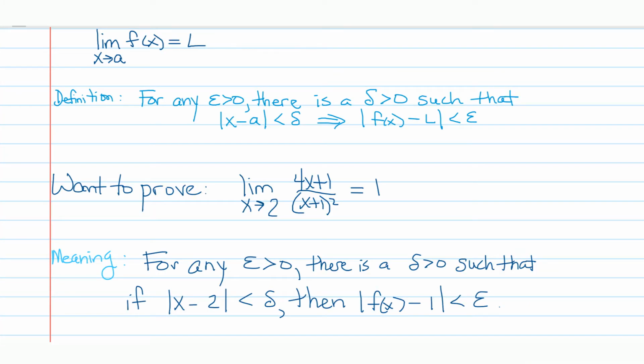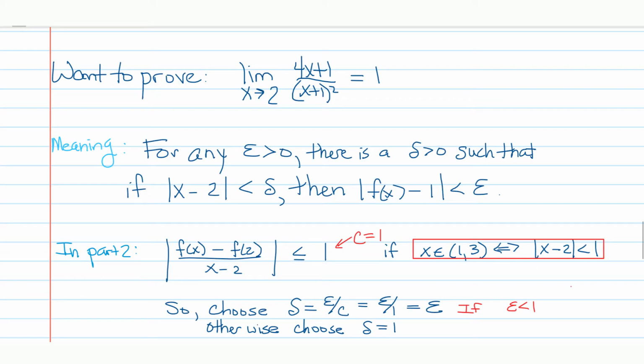Now what we want to prove is that the limit as x approaches 2 of (4x plus 1) over (x plus 1) squared is equal to 1. In other words, that for any epsilon greater than 0, there's a delta greater than 0 such that if the absolute value of x minus 2 is less than delta, then the absolute value of f of x minus 1 is less than epsilon. Now, a big part of the proof is finding that delta that makes this all work out nicely.